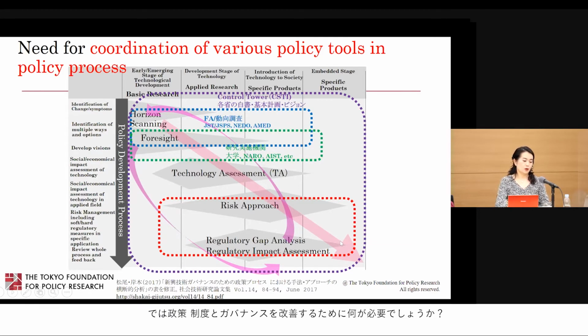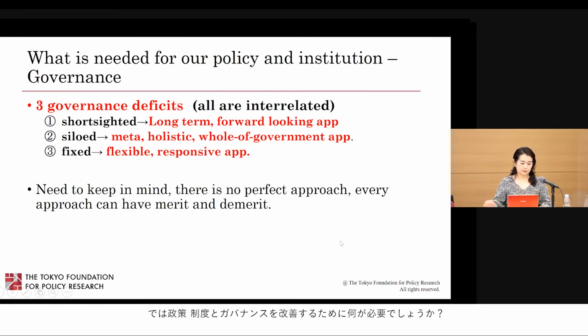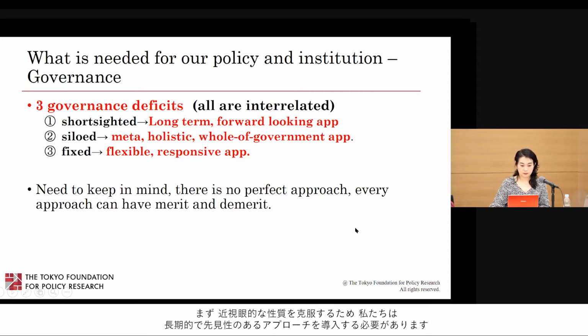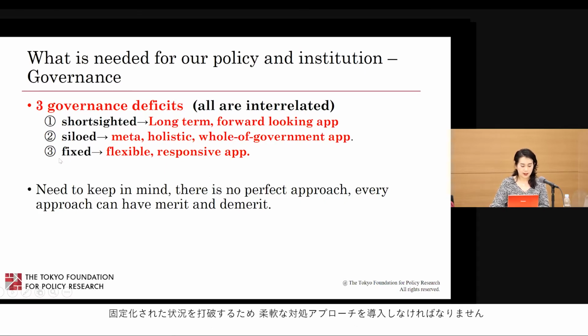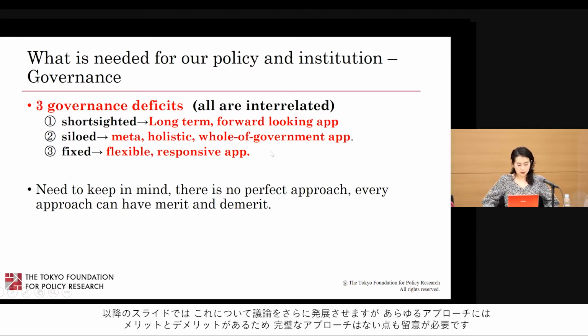So, what is needed to fix our policy, institution, and governance? For overcoming the short-sighted, we need to introduce a long-term, forward-looking approach. For overcoming the siloed, we need to set in place a meta-holistic whole-of-government approach. For fixing the fixed, we need to bring in a flexible, responsive approach. And in the following slides, I will elaborate more on this, but we need to keep in mind that there is no perfect approach, because every approach can have merit and demerit.